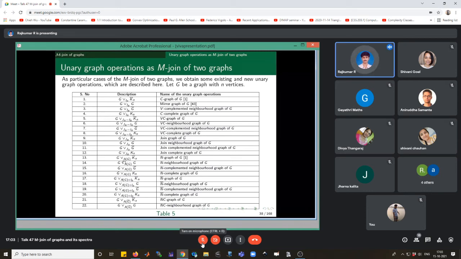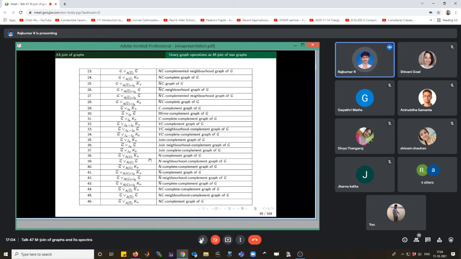Similarly, we define all these types using the adjacency matrix. The 13th one is to take G and Kn bar, and take the adjacency matrix of G as the joining matrix. This type of graph is known as the N graph of G, the neighborhood graph of G. So all the variants of join graphs will be here.